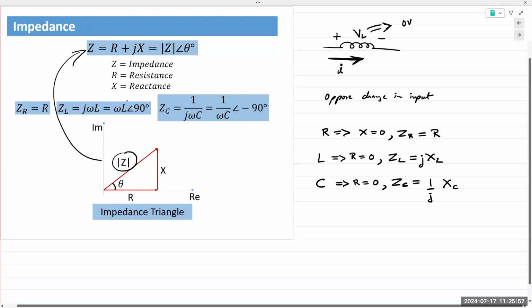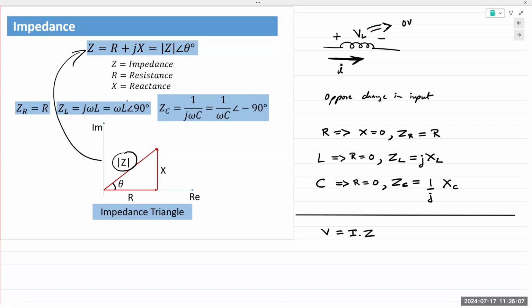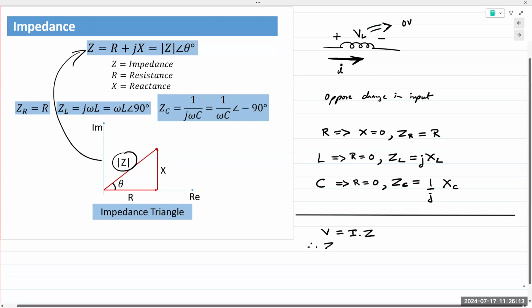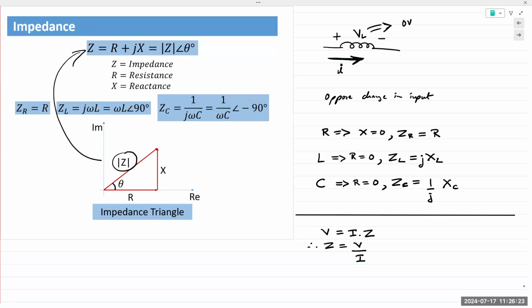So from Ohm's law, we know V equals IZ, product of the current and the impedance. V equals IZ. So what is Z? Z is voltage divided by current. Impedance is the voltage divided by the current for that component.